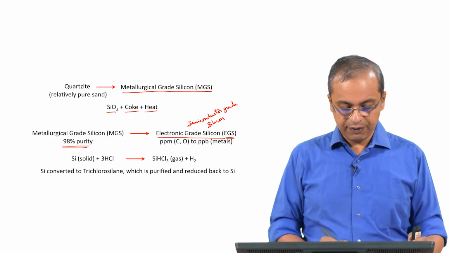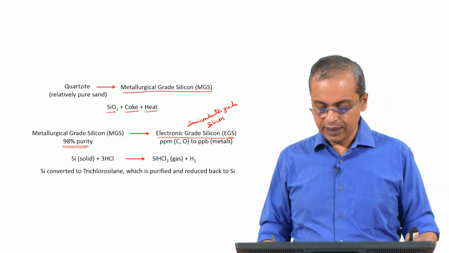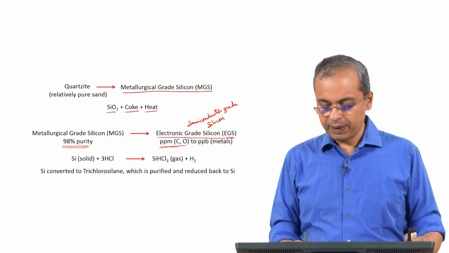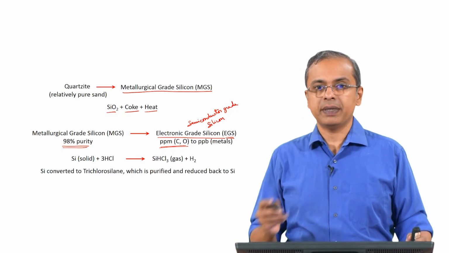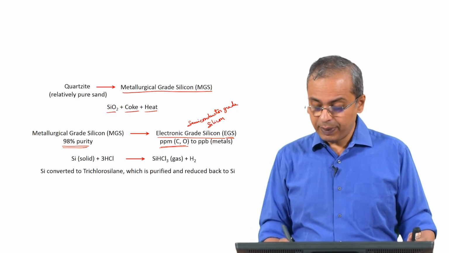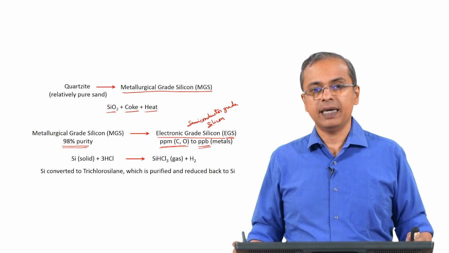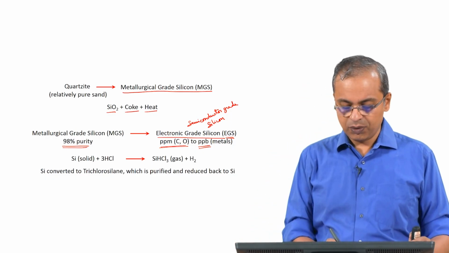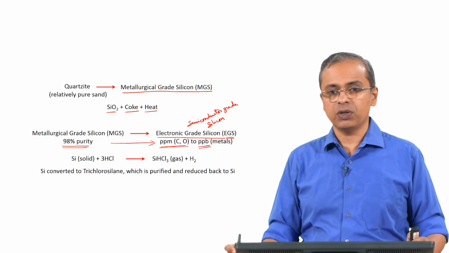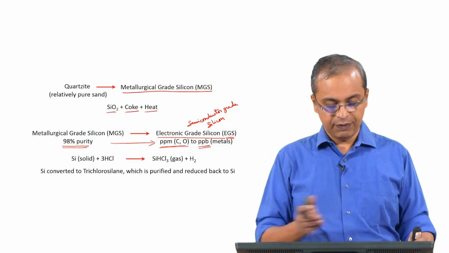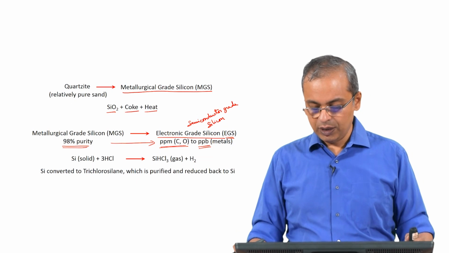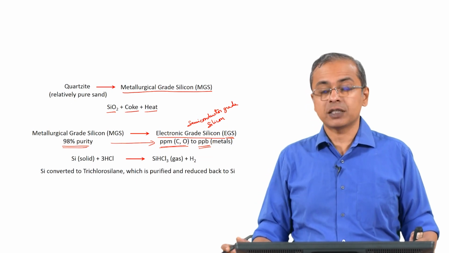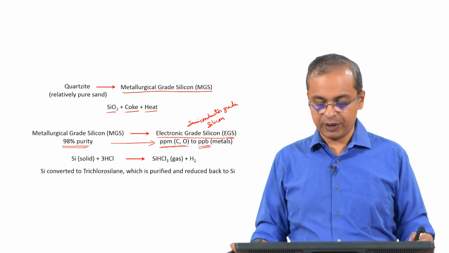You can see here the difference: what was 2% impurity now suddenly drops to ppm, parts per million, of carbon and oxygen, and parts per billion of any other metallic material present in it. So, this is a remarkable shift, going through several orders of magnitude in purity, from something that is 98% pure to something having parts per million of impurities, parts per billion of impurities and so on.